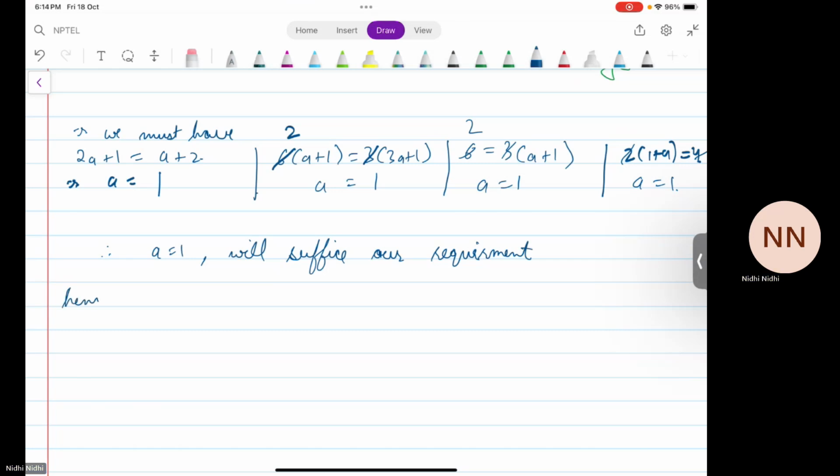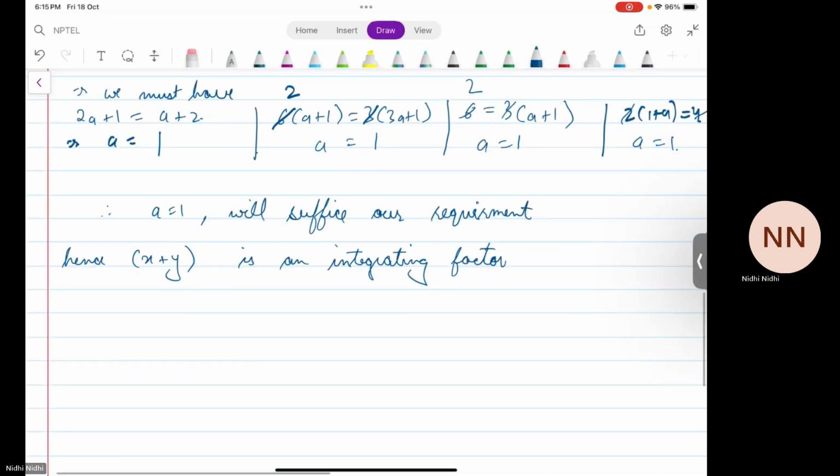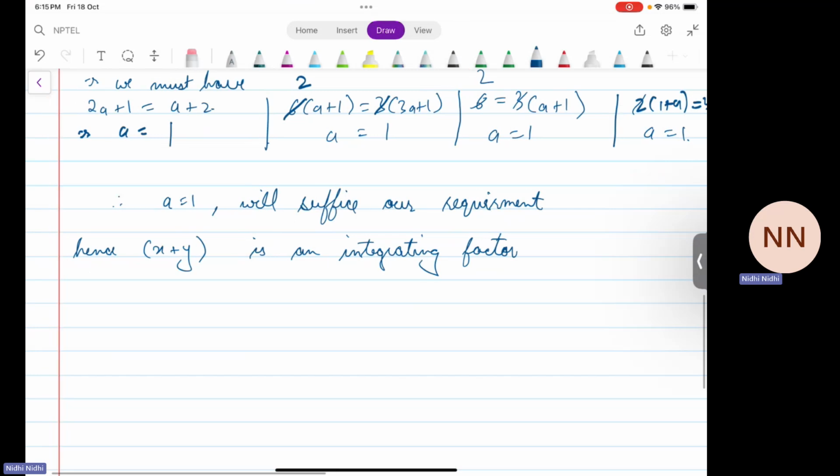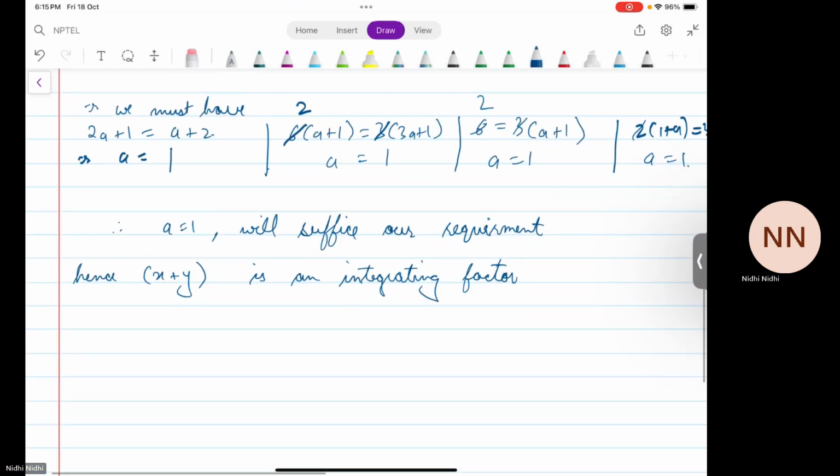Hence, x plus y is an integrating factor. Now we know that the solution corresponding to the problem after multiplying it with the integrating factor is the same as that of our given non-exact equation. So let us solve hash for a equals to 1.